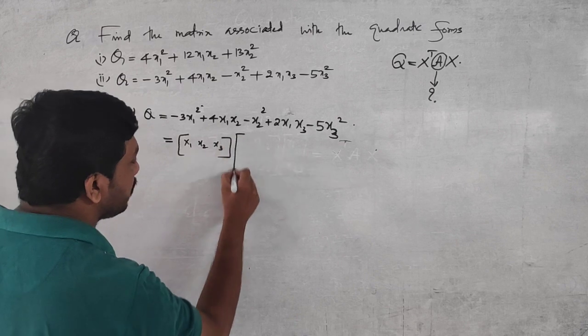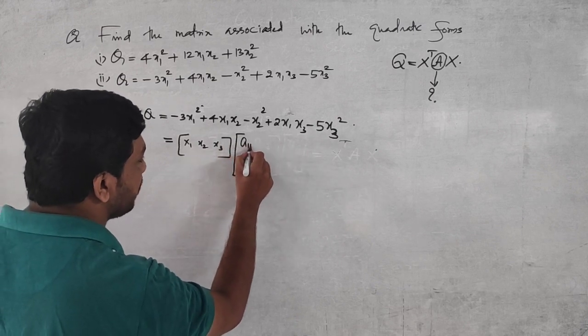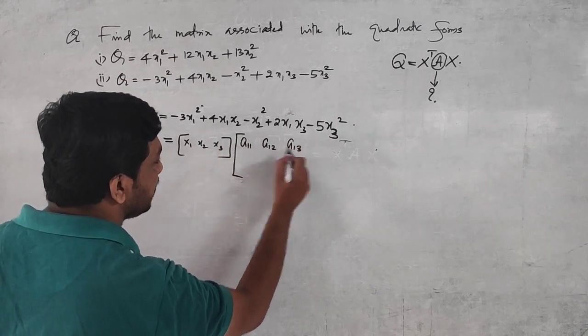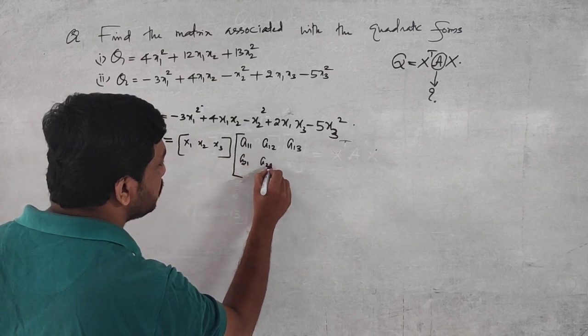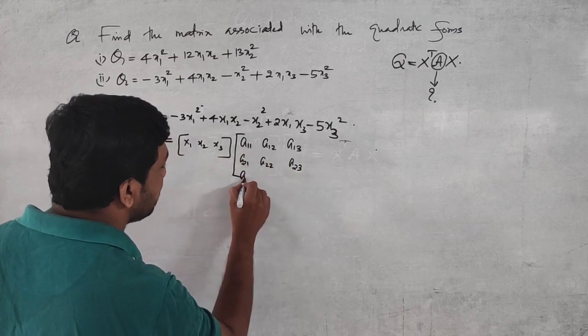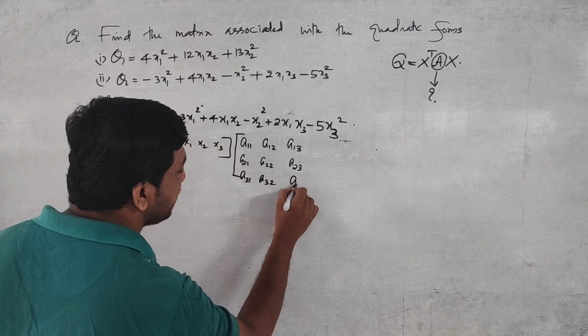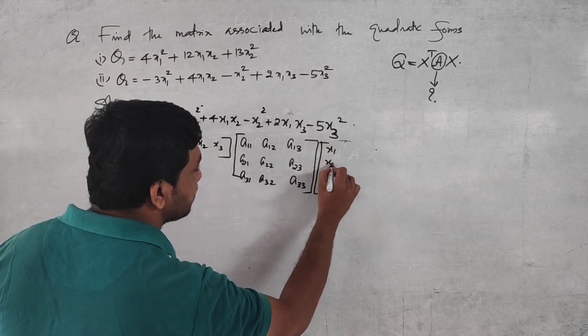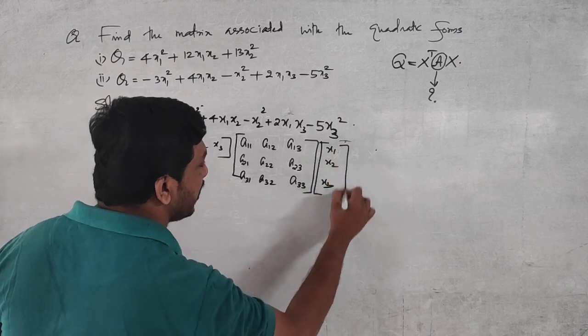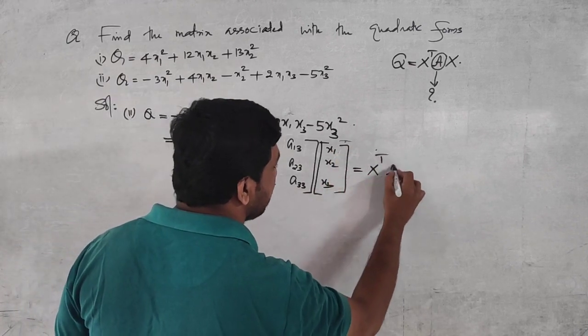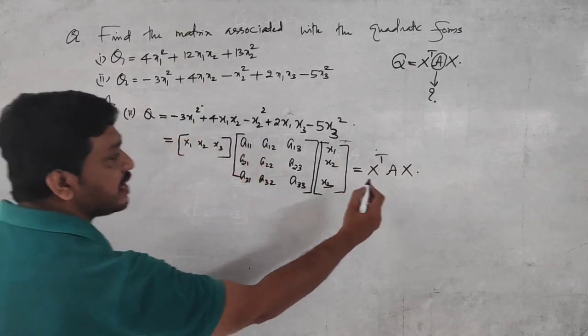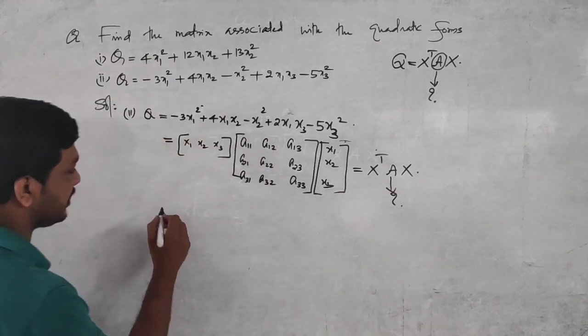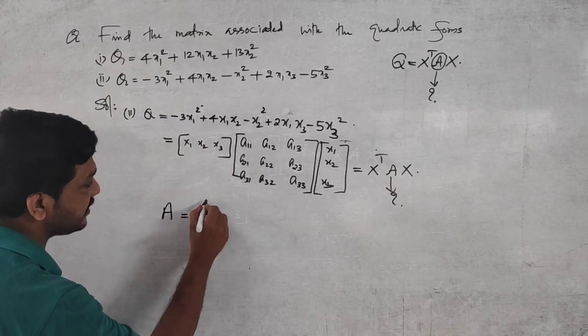All of you know that the order of that matrix is 3 by 3, that is A11, A12, A13, A21, A22, A23, A31, A32 and A33, and here is x1, x2, x3. You can call this x transpose AX. So what is our aim? How to identify this matrix A? This is the question. So here the matrix A is very simple.